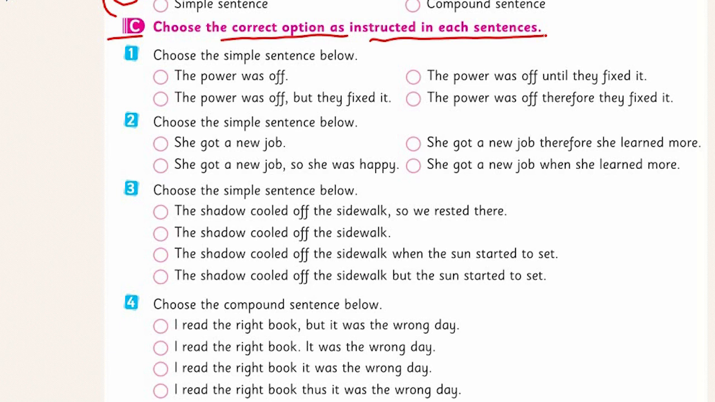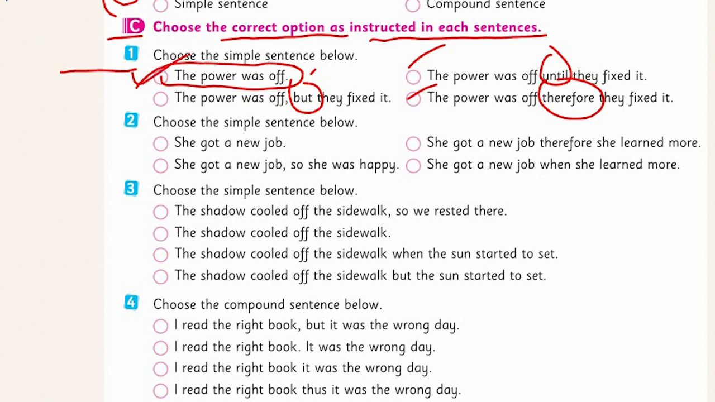The power was off. The power was off until they fixed it. The power was off, but they fixed it. The power was off, therefore they fixed it. In the 3 options here, we have coordinating conjunctions, yes: until, therefore, and but. We have no coordinating conjunction here, and this sentence here is a short, simple one. So this is a simple sentence. This is the right option here.